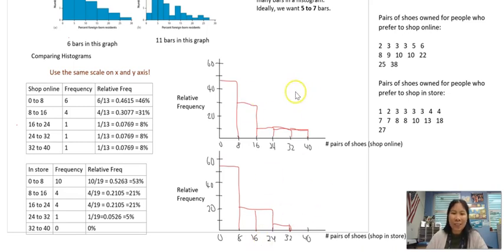So there's my two histograms, and now we can see for both graphs, whether you like to shop in-store or online, the graphs are skewed, so the distributions for each data set are skewed to the right. Whether or not you shop online or in-store, it still seems like there's not much of a difference because both of the graphs look very similar. That's how you're making histograms. That's how we're comparing histograms. That's it for this set of notes.